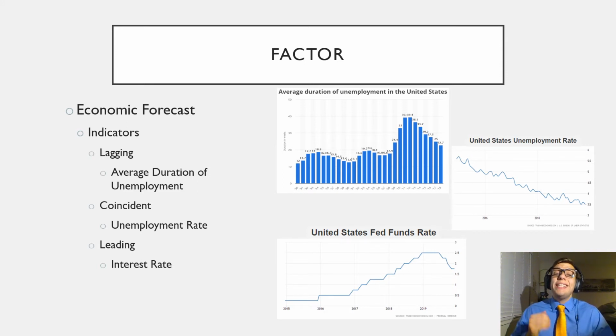And looking at the leading indicator, which can show us what's going to happen to the economy in the near future, we look at the interest rates. To look at the interest rates, we first look at the United States federal funds rate, which is the rate that the United States charges banks to loan money. And as you can see at the bottom, from the year 2016 until 2019, that rate has climbed significantly.